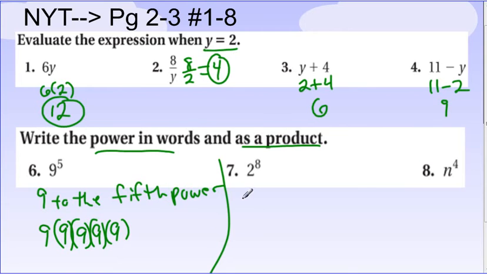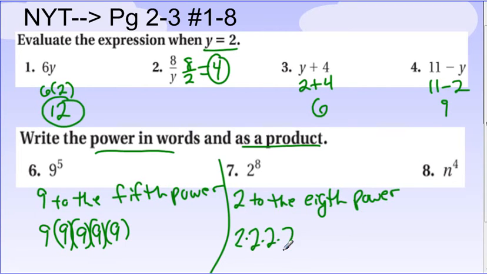Number 7 says 2 to the 8th power. I'm trying to think if I spelled eighth right. E-I-G-H-T. Yeah, I guess so. If not, I'm sorry. 2 to the 8th power. And then the way we write that as a product, as a multiplication, would be 2, and I'm going to use the dots here. 2 times 2 times 2 times 2 times 2 times 2, 1, 2, 3, 4, 5, 6. 2 times 2.